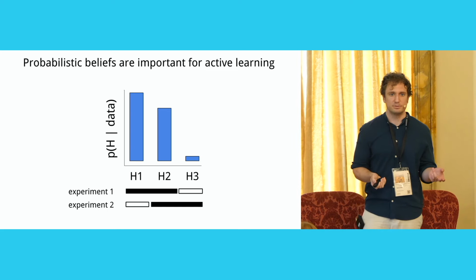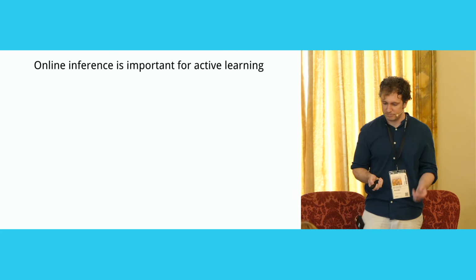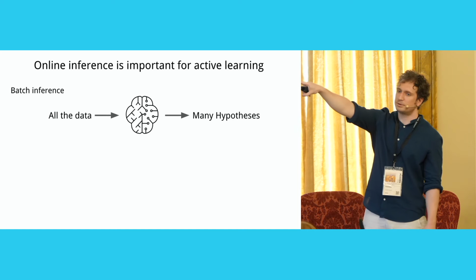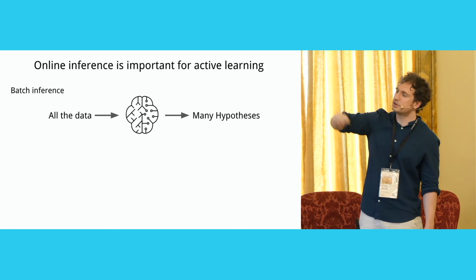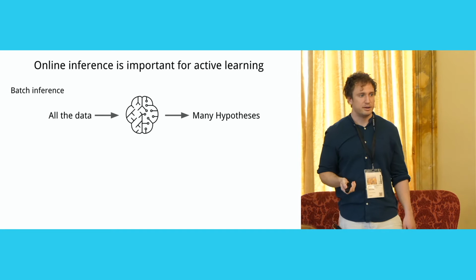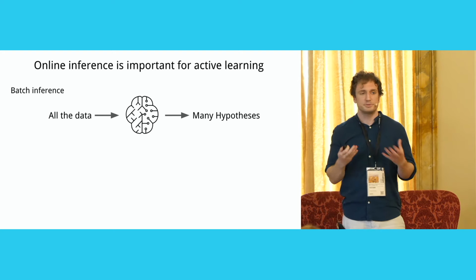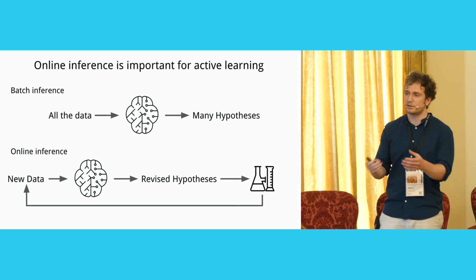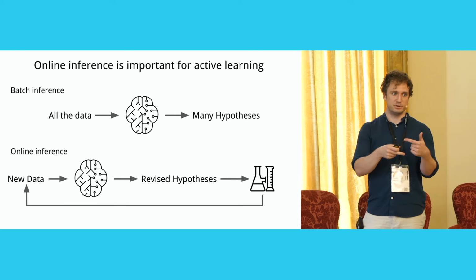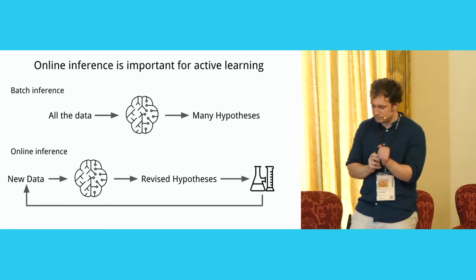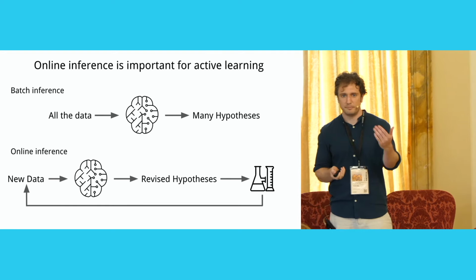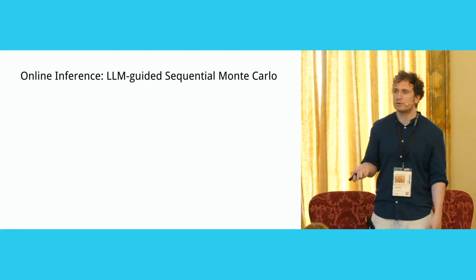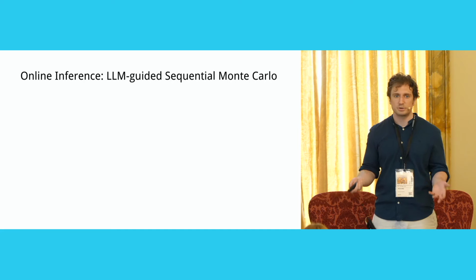So the second thing that's important is going to be online learning. Previously, we had this setup where all the data went into our model, an importance sampler, which generated a bunch of hypotheses. And now, because we're interleaving hypothesis formation with experimentation, we have something like this. We want something which takes in a little bit of new data, revises the posterior in some little incremental way, and that is used to give the next experiment. So for online inference, we no longer do importance sampling. We do something like sequential Monte Carlo.